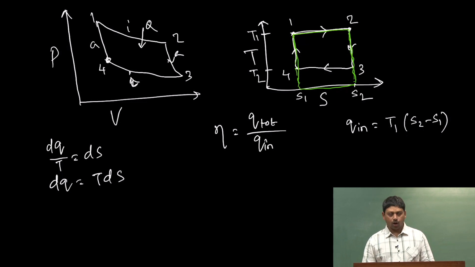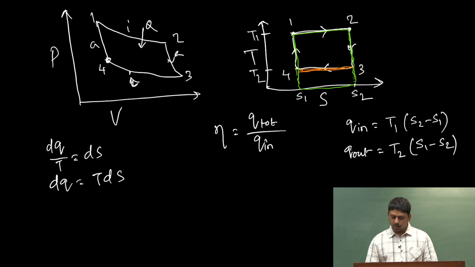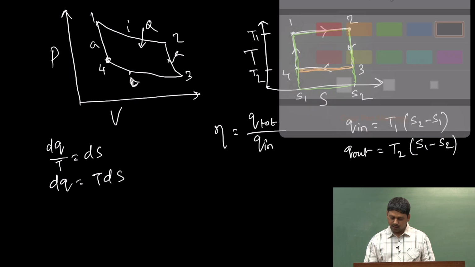Now we have to do Q tot. In order to get Q tot, we know that it is Q in plus Q out. What is Q out? You can also calculate that. I will show it in a different color, orange. Q out is the area under this line, and the temperature of that is T 2. However, it is a negative quantity because the entropy decreases there. So it is S 1 minus S 2, that is Q out. We can also calculate the efficiency using Q out and Q in, so let us do that.